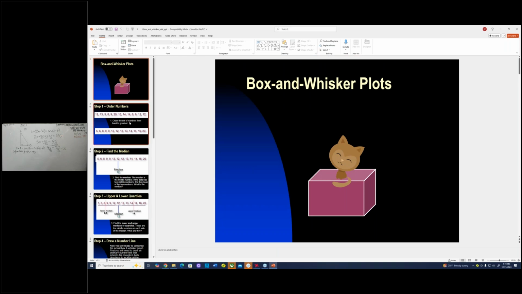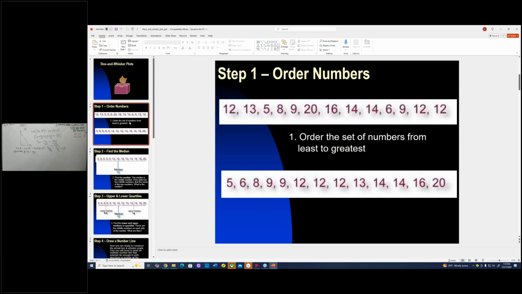So pretend you have a set of numbers, right? Let me make a little more room here. And they are scrambled. You have to unscramble them. Step number 1: put them in ascending order. Smallest, bigger, bigger, bigger, bigger. So far, so good? Easy. Rearrange them.